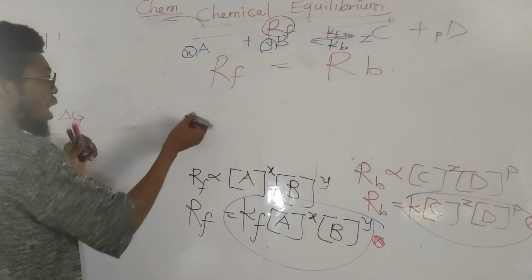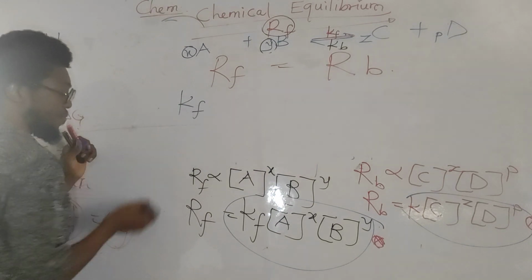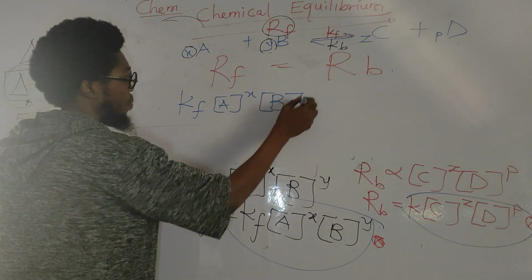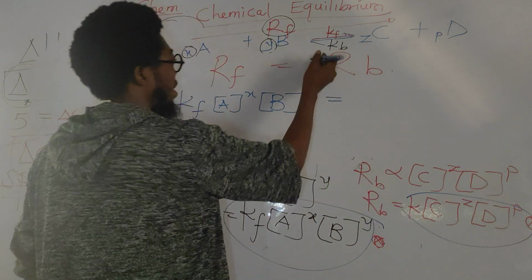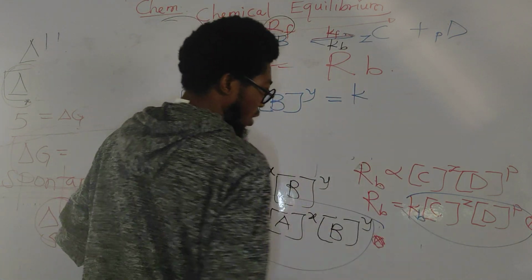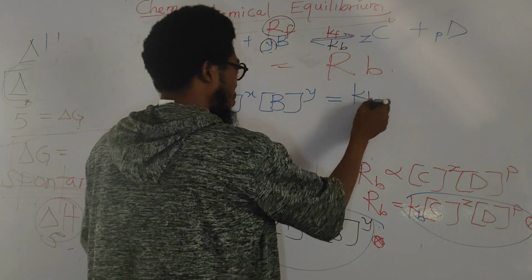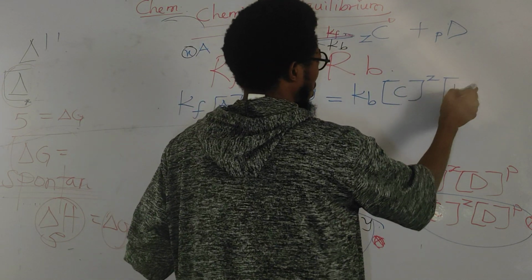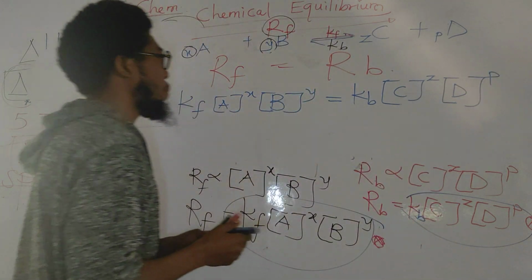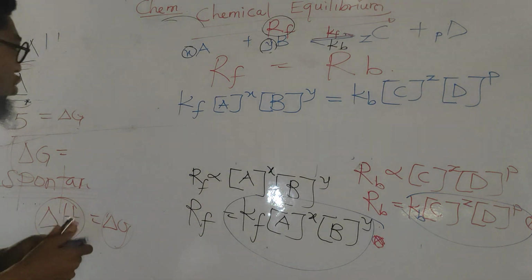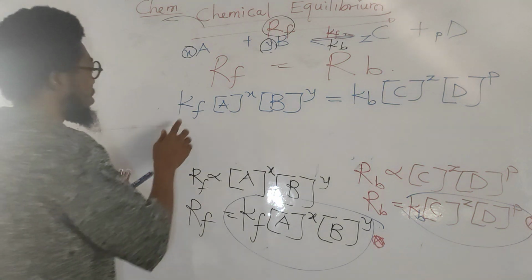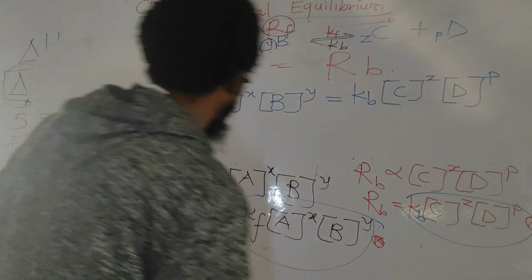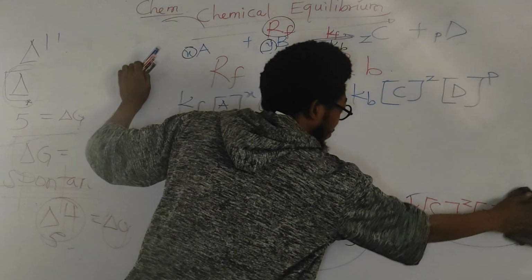So can we try to join them? Here I'm going to have Kf, concentration of A to the power of X, concentration of B to the power of Y, equals what is the rate of backward reaction? K backward, I didn't remember to put that. K backward, then concentration of C to the power of Z, concentration of D to the power of P. If I can successfully write this equation, then I already have two constants in this expression: the constant for the forward and the constant for the backward. All I need to do now is to express these two constants as one.